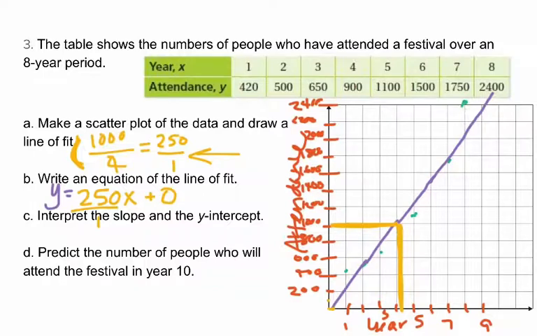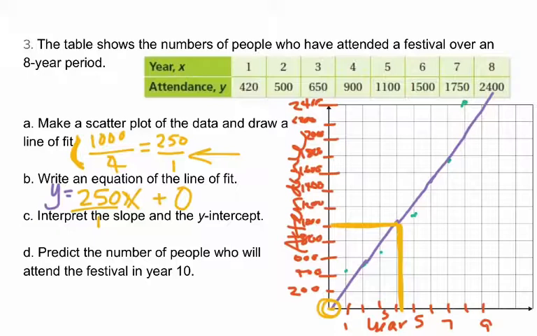And then my y-intercept, I'm crossing down here at 0, 0 at the origin, so it's plus 0. But like we said before, we do not have to write plus 0 if you don't want to. It's totally up to you. It's fine, but the simplest version would just be y equals 250x.